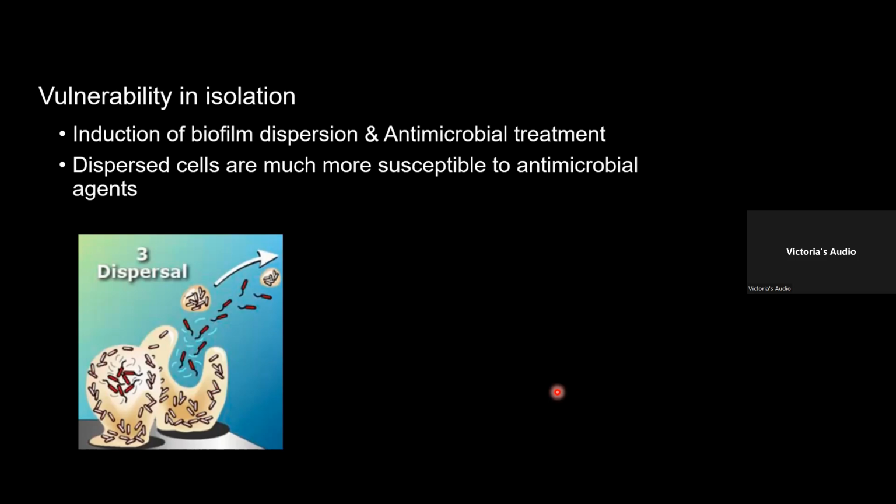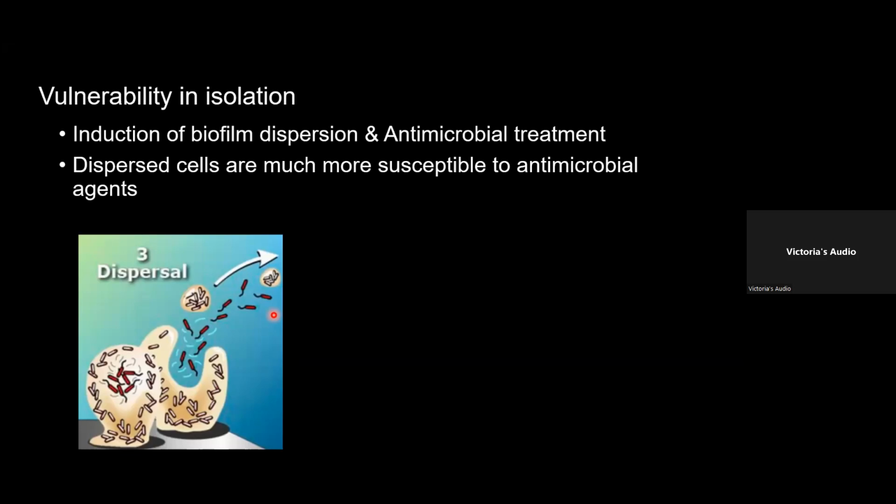And so one of the strategies that is being explored in biofilm research is that we try to induce dispersion. So we know that bacteria predominantly exist as biofilm. If we cause the biofilm to disperse so that you have individual cells, then you can apply antibiotics to those individual cells that are now much more susceptible to treatment.